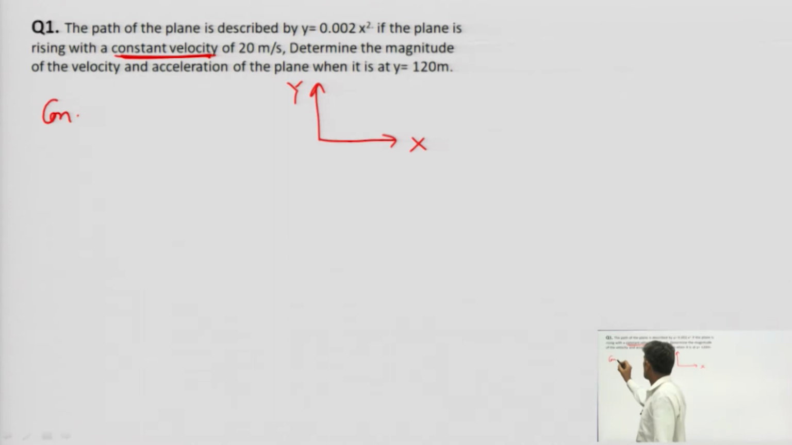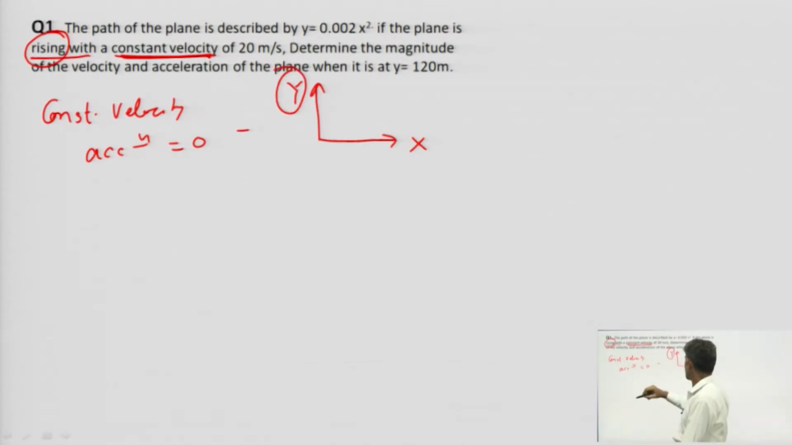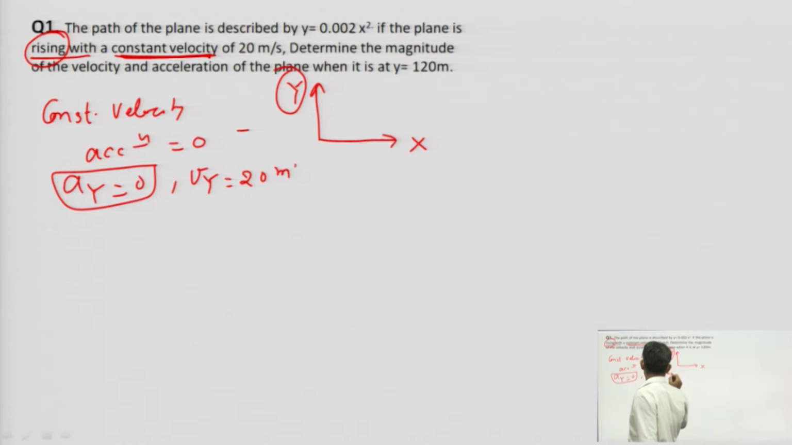Constant velocity means what? If a particle has constant velocity, then acceleration is equal to 0. Because it is rising, if I take rising as the y axis, then the y component of acceleration, a y, is equal to 0, and v y is 20 meters per second, that is given.